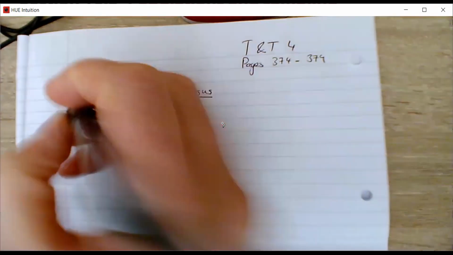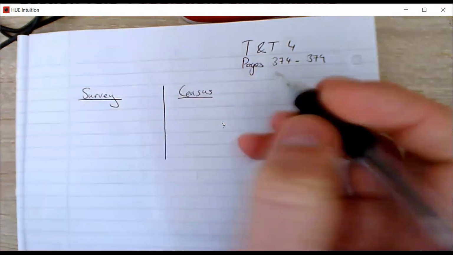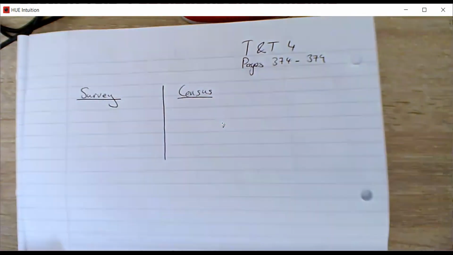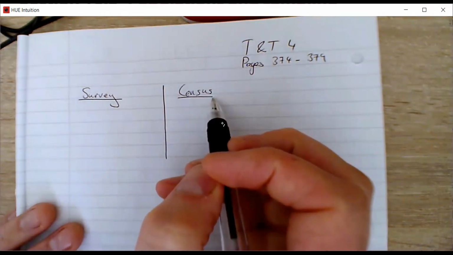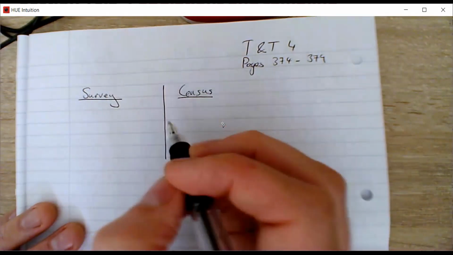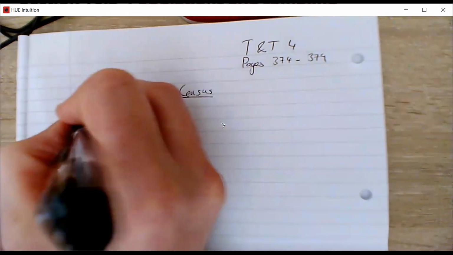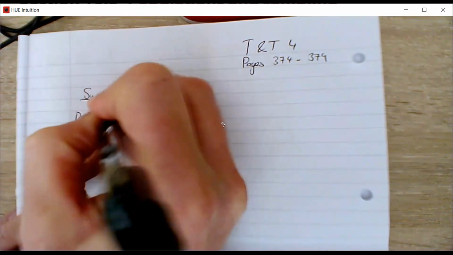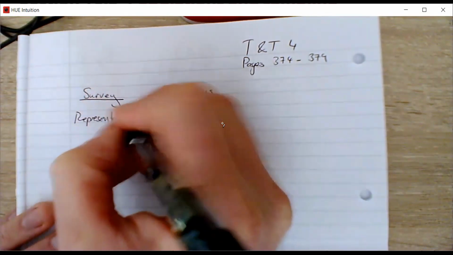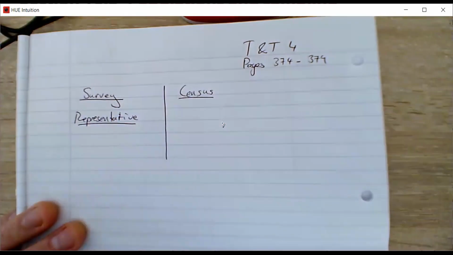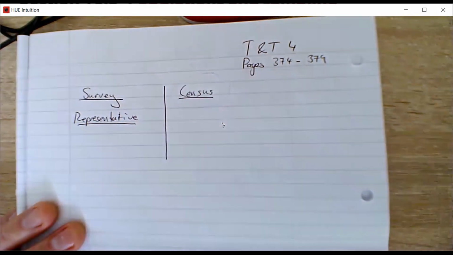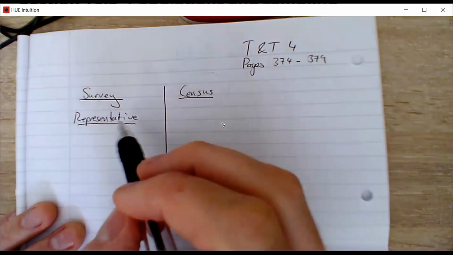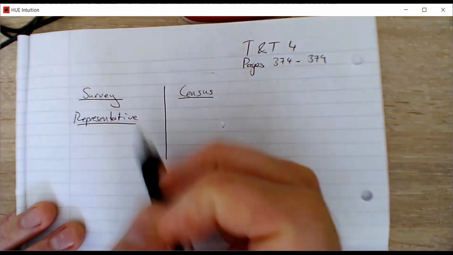Whereas a survey is, rather than looking at all the sixth-year students in St. David's, maybe I only look at 10 of them. And I hope that the 10 that I pick are a representative sample. And that's going to be an important word in this section, representative. Is my survey representative of my overall population? So if I'm not taking a census of the entire population, then it's very important that the people I do pick out are a good representation of that population.